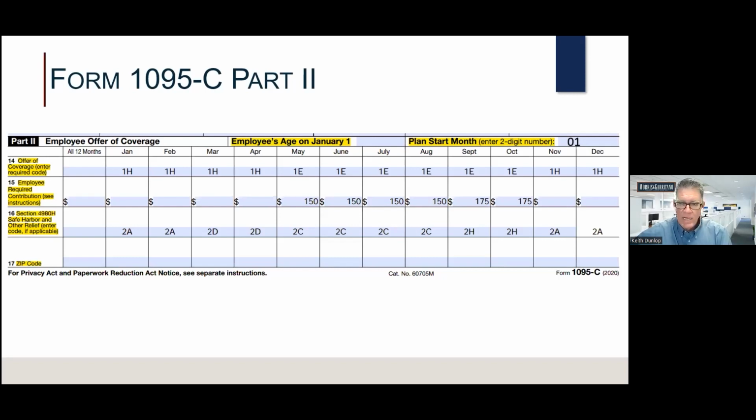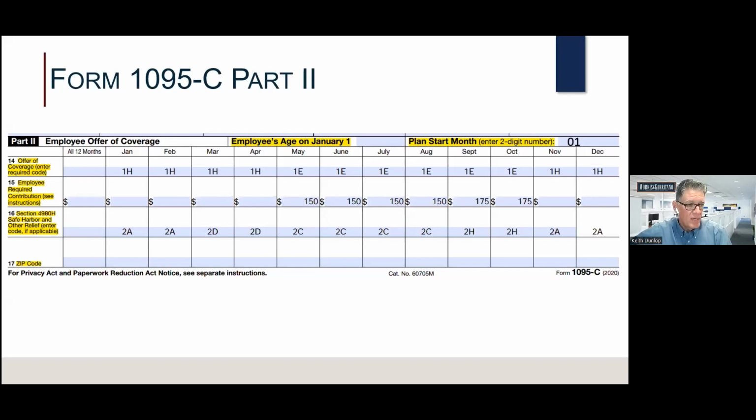The employee has waived coverage, and now we have an affordability safe harbor code, code 2H, which means the employee waived coverage, but the offer of coverage is affordable based upon rate of pay safe harbor. And again, we're going to go through these codes in detail in just a minute here.